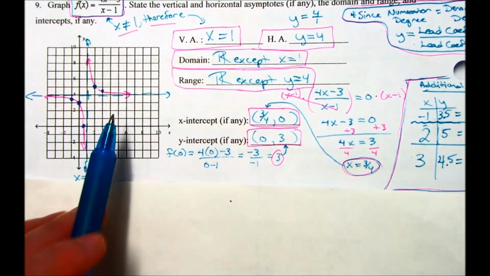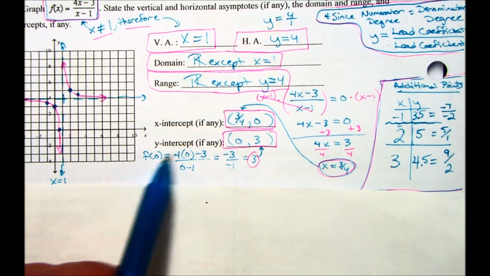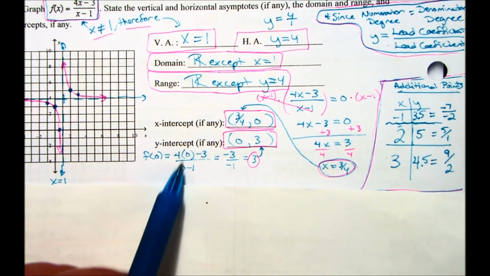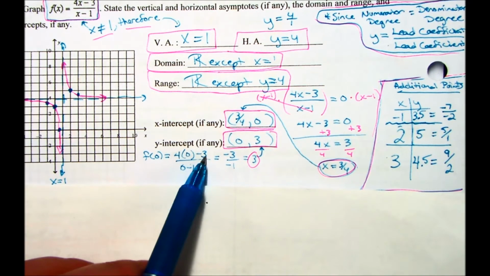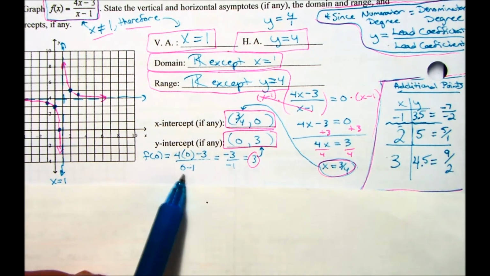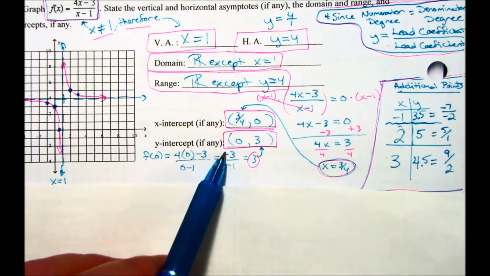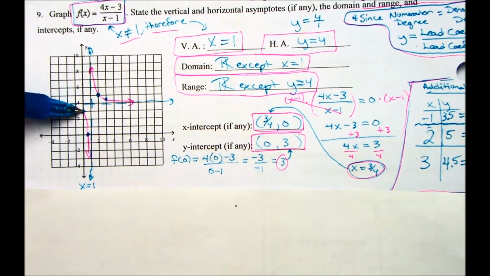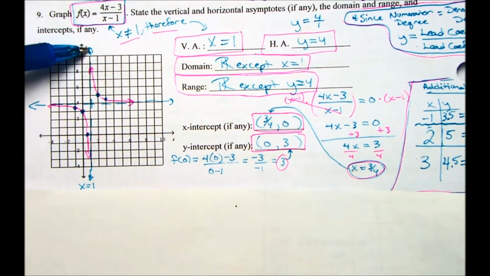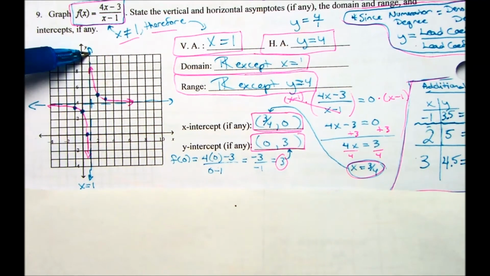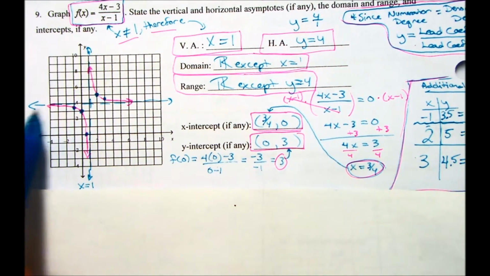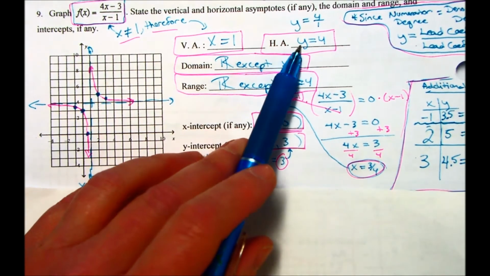To find your y-intercept, you still want to substitute 0 for x. So if we substitute 0 for x, we're going to get 0 minus 3, or negative 3, at the top. 0 minus 1 is negative 1 in the denominator, and when we divide, we get positive 3. So the point (0, 3) is right here. My vertical asymptote was x equals 1, my horizontal asymptote y equals 4, and again, where do we get that from?